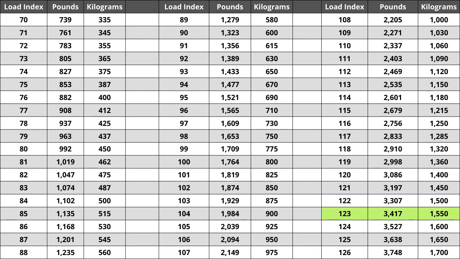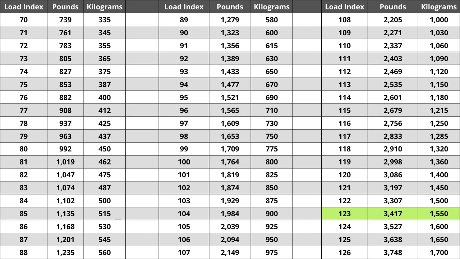So for the tire we are looking at today, the load index of 123 represents a weight capacity of 3,417 pounds. For my metric system using friends, that would be a capacity of 1,550 kilograms. Located next to the load index we just talked about, there is a letter. The letter Q is the speed rating for this tire. This is the maximum speed sustainable for the tire.